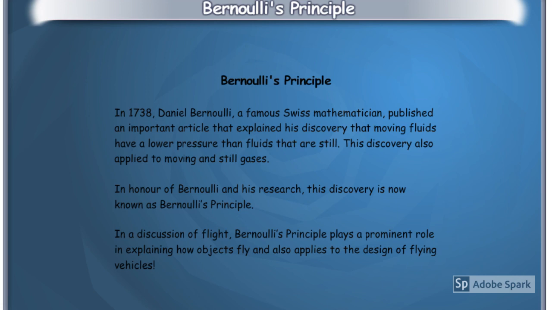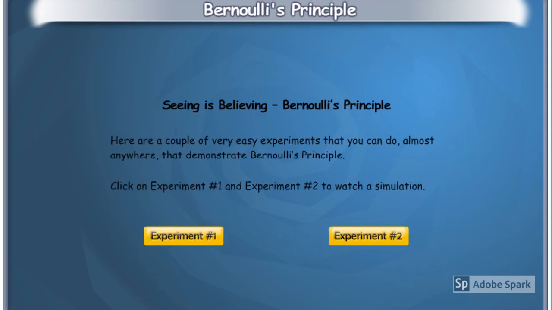In the discussion of flight, Bernoulli's principle plays a prominent role in explaining how objects fly and also applies to the design of flying vehicles. Seeing is believing, Bernoulli's principle. Here are a couple of very easy experiments that you can do, almost anywhere, that demonstrate Bernoulli's principle.